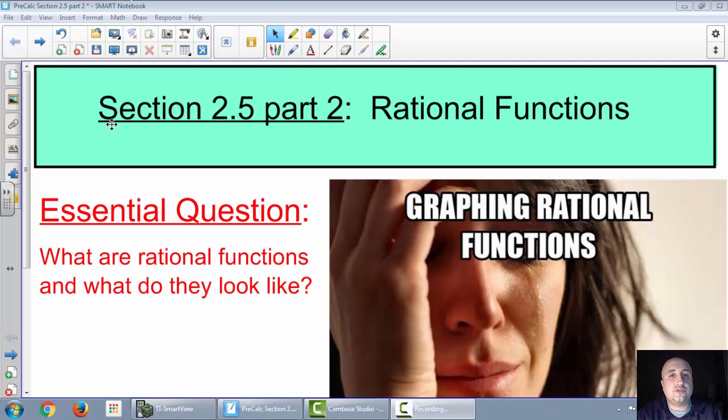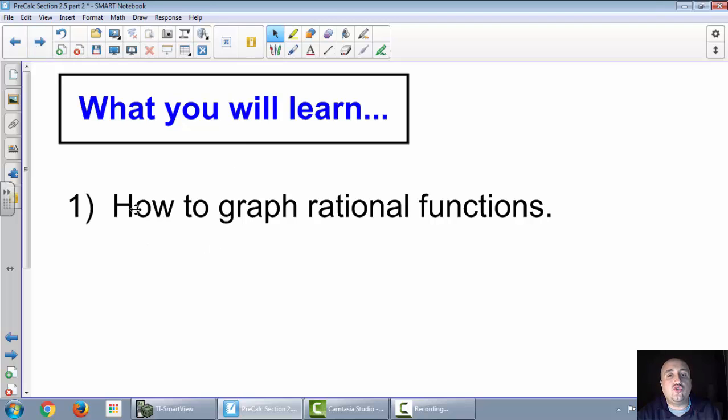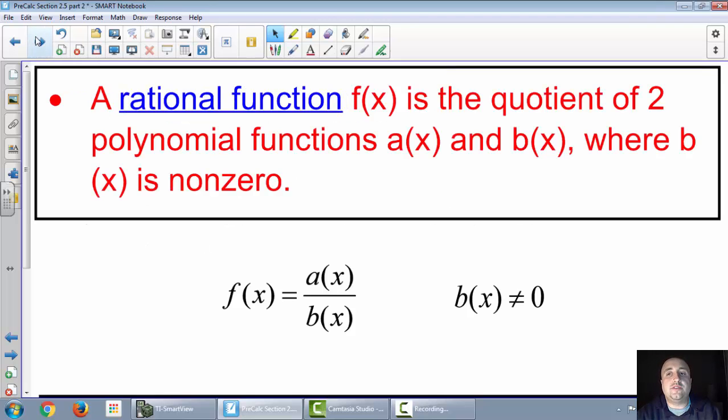All right, welcome to section 2.5 part 2, where we're going to be graphing rational functions. This is very similar to when we did graphing polynomial functions, very similar. All right, so this first page should look familiar. This is what we talked about in the last section.